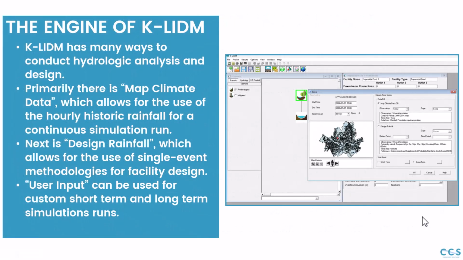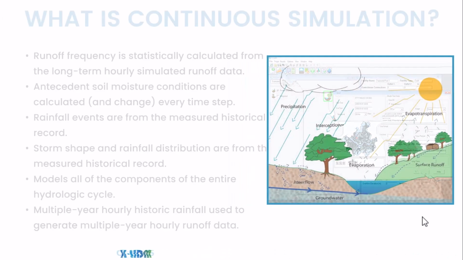So let's talk about the engine of K-LIDM. K-LIDM has many ways to conduct hydrologic analysis and design. Primarily, there's the map climate data similar to WWHM 2012, which allows for the use of the hourly historic rainfall for a continuous simulation run. Then there's the design rainfall section, which allows for the use of single event methodologies for facility design, not included in WWHM 2012. Then there's user input, which can be used for custom short-term and long-term simulation runs.